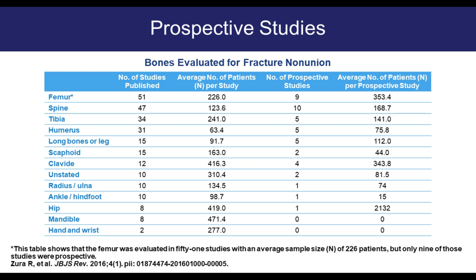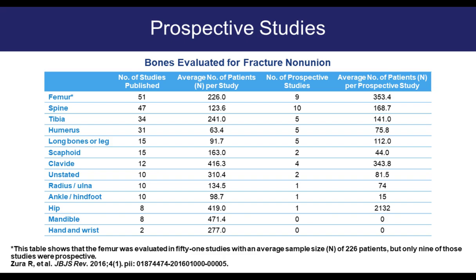Move down to scaphoid. In the last 20 years, there are only 15 papers on scaphoid, and only 2 of those are prospective. Evidence-based doesn't mean it has to be prospective, but as we want higher and higher levels of evidence, I think it is clear from this chart that the number of prospective studies looking at non-union is quite low. And unfortunately, I think that means that our literature is poor for non-union.